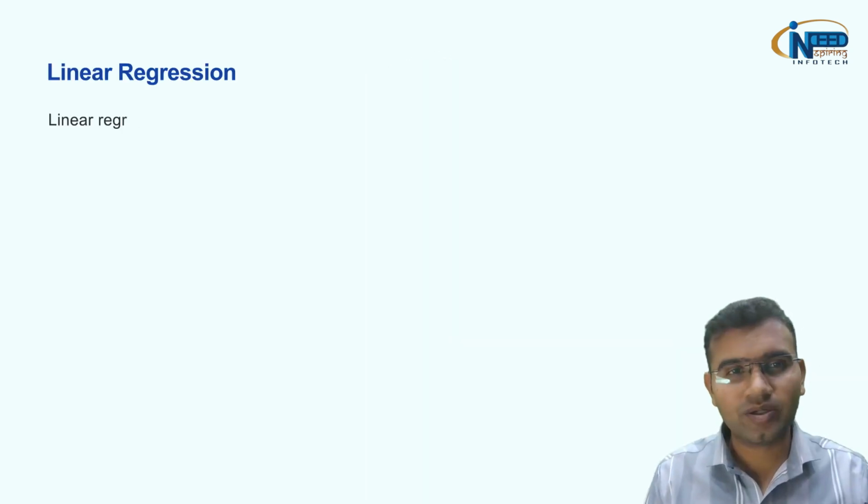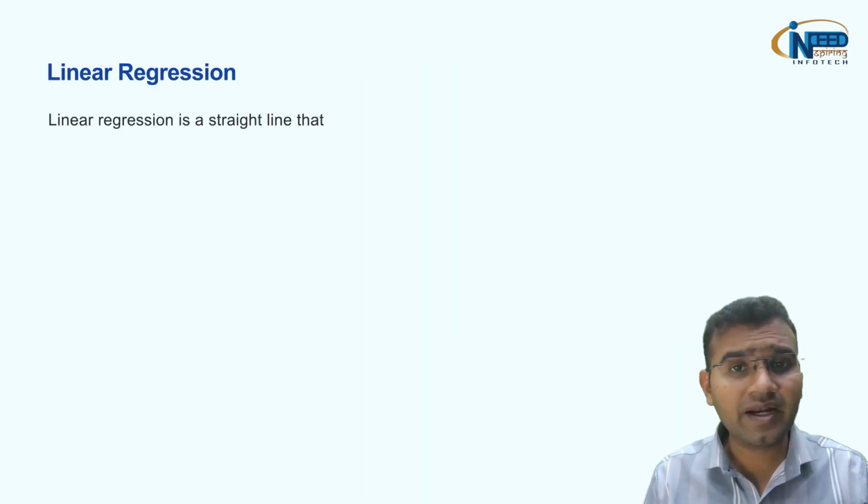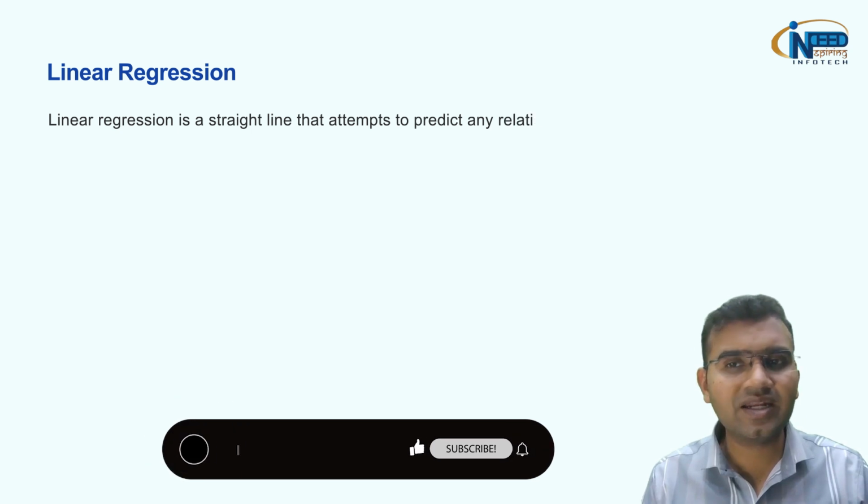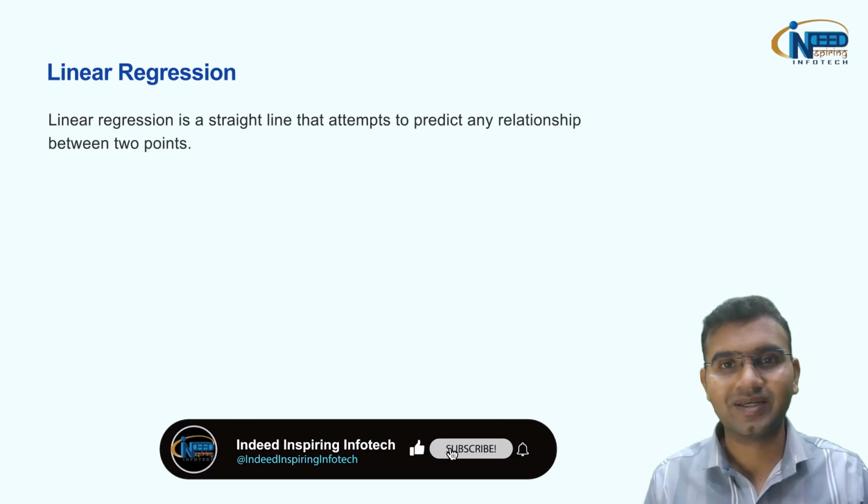Hello students. In this session we are going to discuss the assumptions of linear regression. So let us begin with what exactly linear regression is and how it works. Linear regression is a straight line that attempts to predict the relationship between two points.